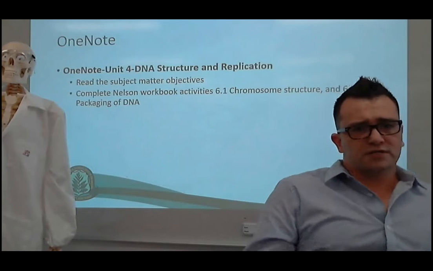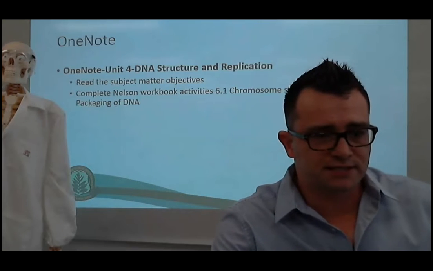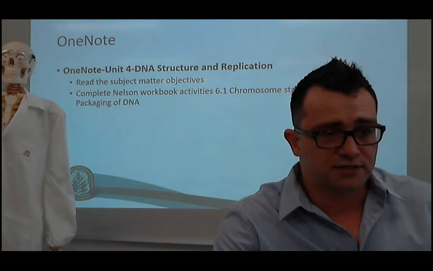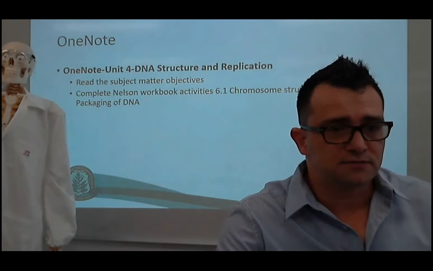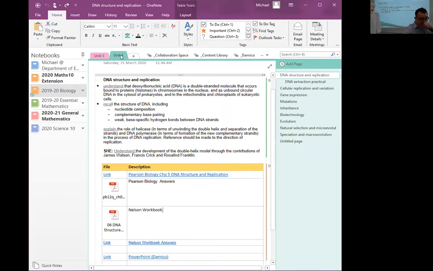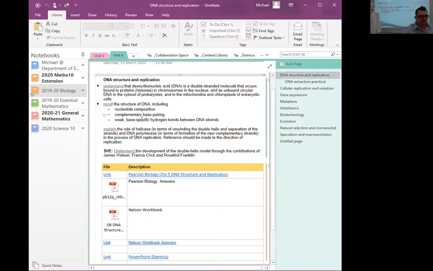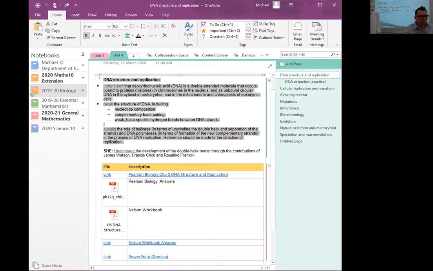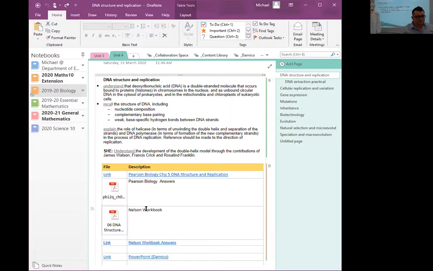So with our OneNote, we're going to switch over and make sure we are in the right places. You need to make sure you are in the Unit 4 section. We're in DNA structure and replication. So you have all your learning goals. You have your textbook. There are answers for the questions in the textbook there for you as well. This is the Nelson workbook link that you need for the worksheets that have been set. So we're going to work through that throughout this topic.